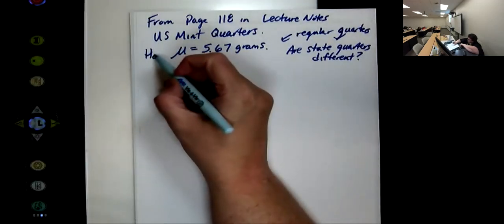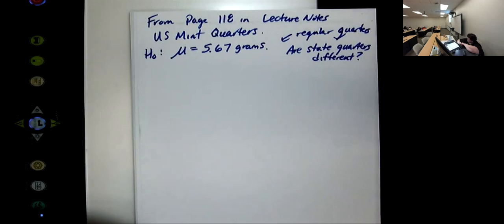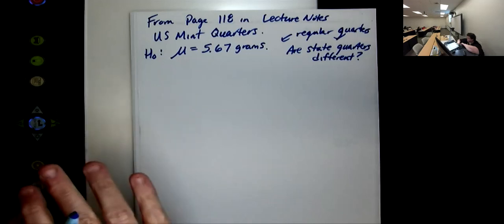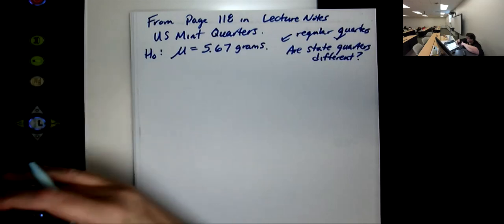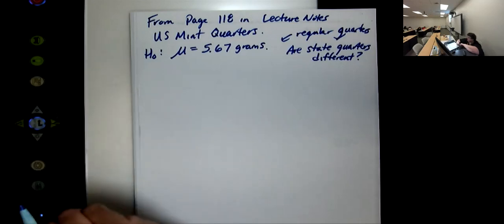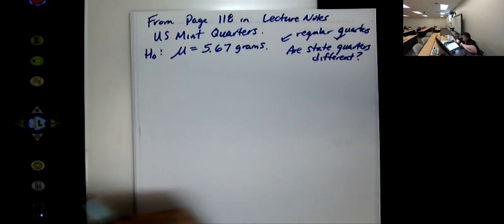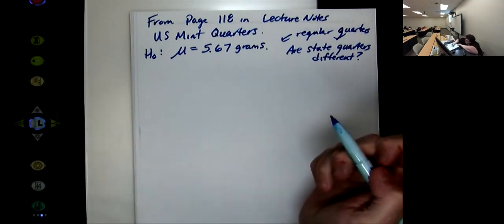That's going to be my H naught. That's the prior information. They know the weight of regular quarters, the ones with good old George Washington. The reason why it might be different is because they have different images on them, so more is raised, some is lower in certain areas. It may have less actual metal on the quarters or more metal than the standard George Washington one.